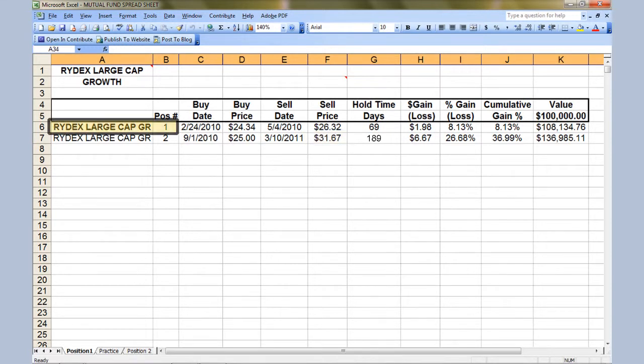As we enter the information for position number 1, we find that in 69 days we realized a $1.98 gain and an 8.13% percentage gain. As we enter the information for position number 2, we find that in 189 days we realized a $6.67 gain and a 26.68% percentage gain. The compounded gain for the two positions was 36.99% in 258 days.